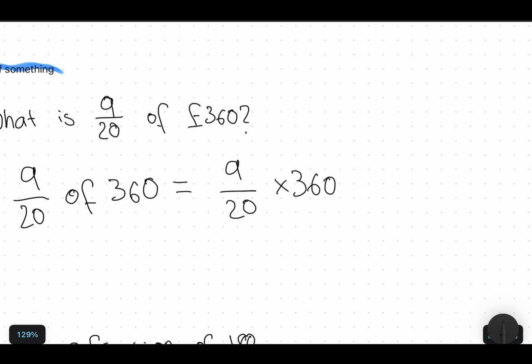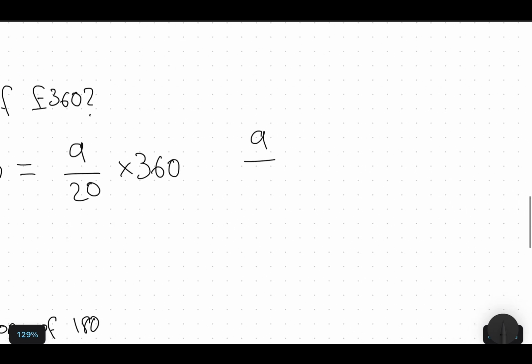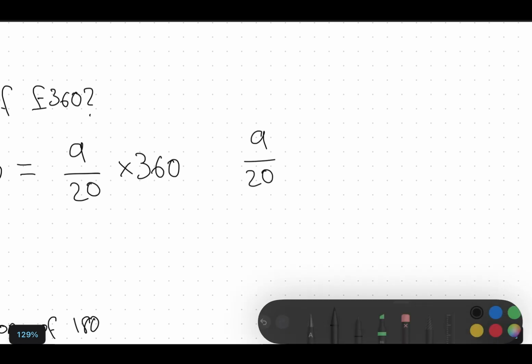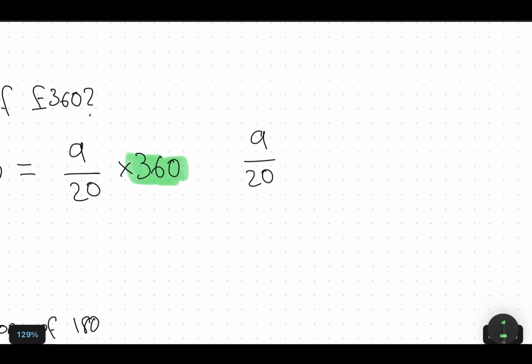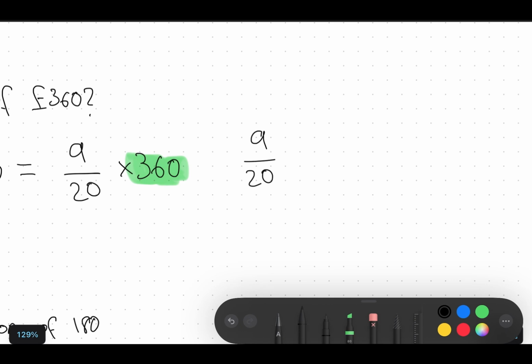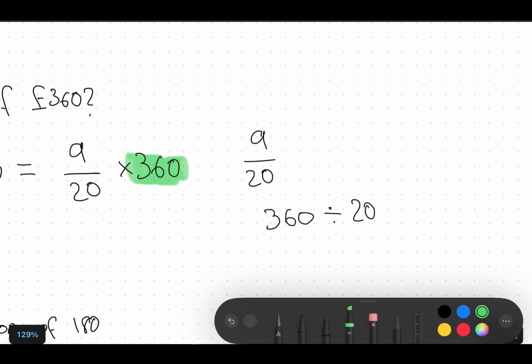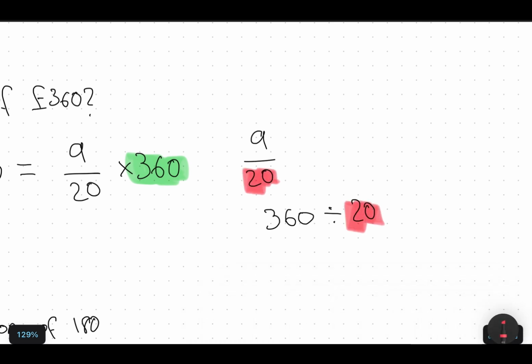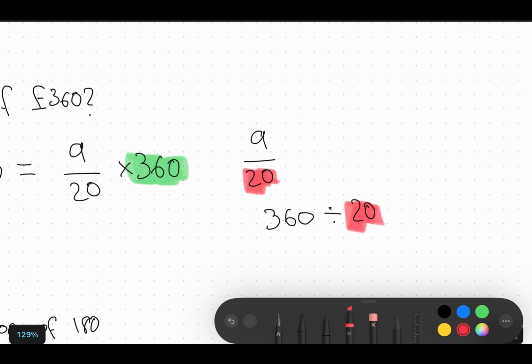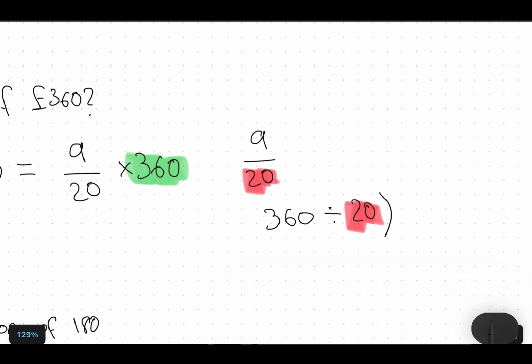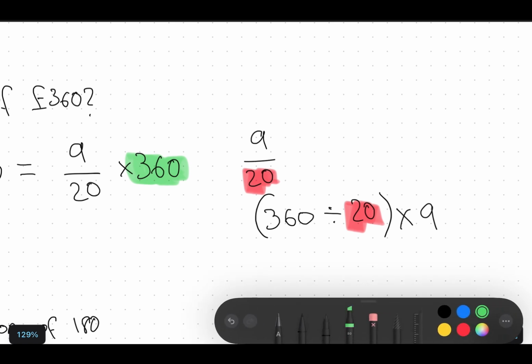An easier way to do this is that you first get our fraction. So this is our fraction, 9 over 20, right? And the number that we have to find the amount of is 360. So what we do is we do 360 divided by 20, because that's the bottom number. So 360 divided by the bottom number, and then you do whatever you get from that times 9, because that's the top number.